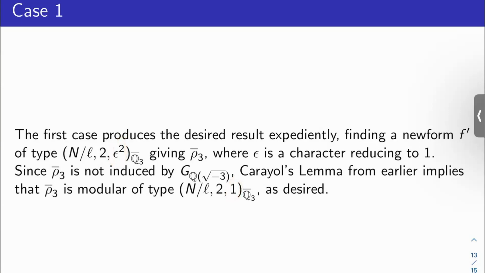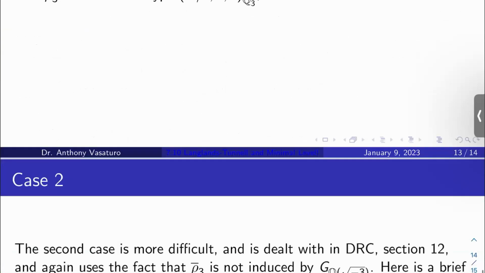So remember, the character didn't matter in Carayol's lemma under the correct assumptions. And that assumption was that rho-bar_3 isn't induced by the Galois group of Q adjoined root -3. And so we're done there. So this is kind of an easy case. Case 2 is more difficult.